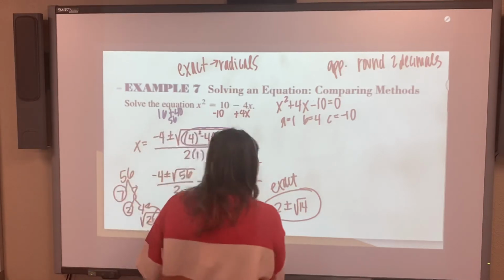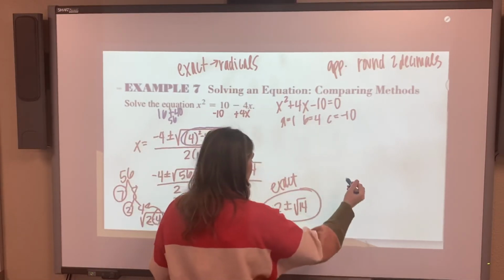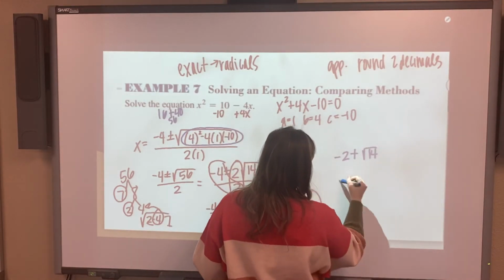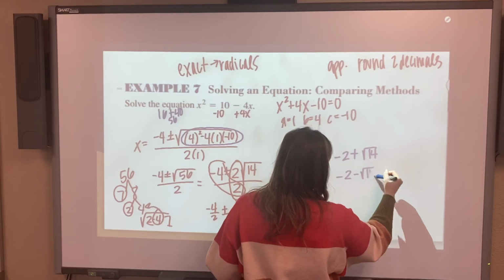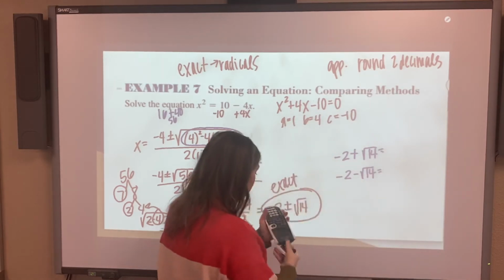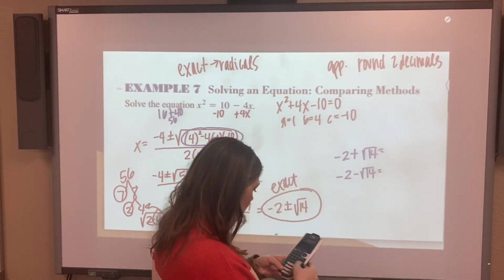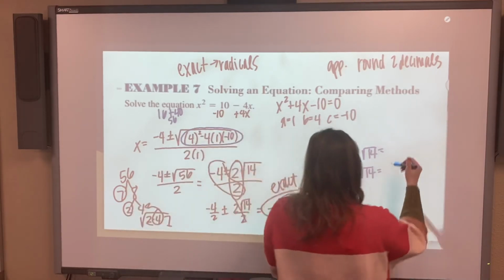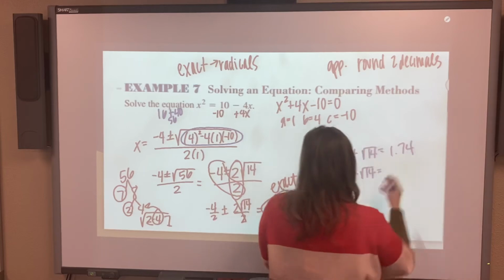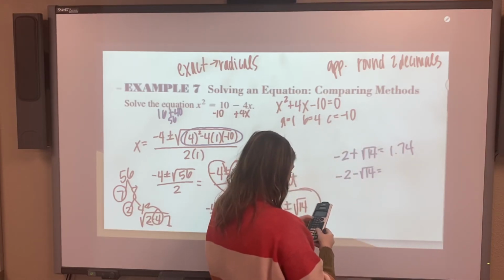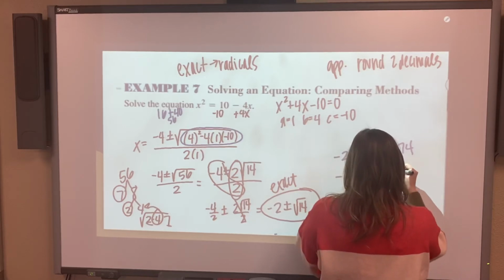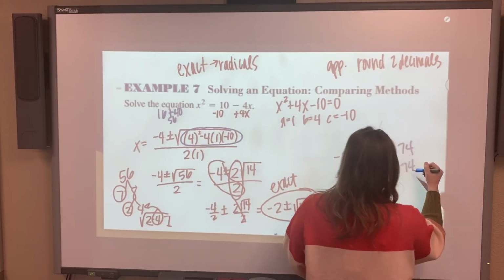Okay, if we wanted to find the approximate answer, we would do negative 2 plus root 14, and then negative 2 minus root 14. I'm going to do that exactly right here. So, negative 2 plus the square root of 14 is 1.74. And then if we have negative 2 minus the square root of 14, we have negative 5.74.